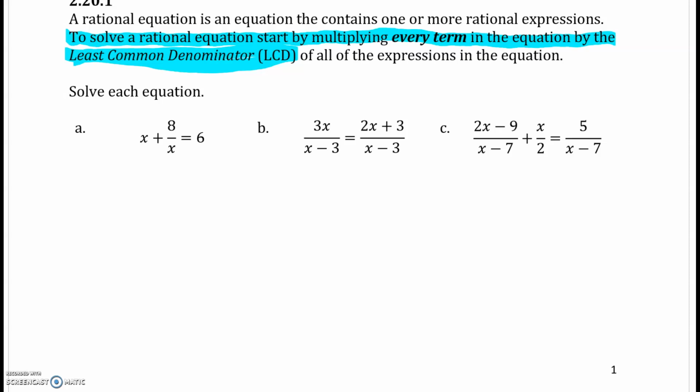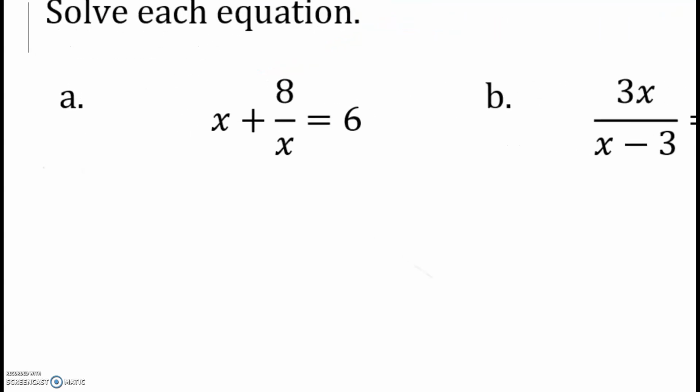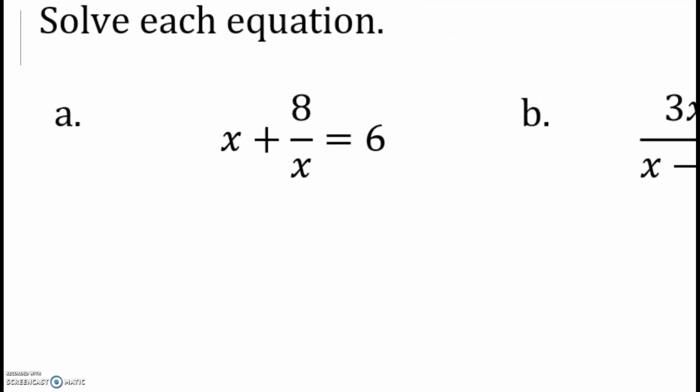So you guys might remember least common denominators. If not, the least common denominator is the smallest possible set of common factors that can all be multiplied together. So let's take a look at problem A here. We're going to solve this equation.